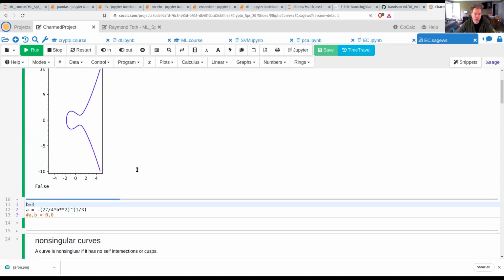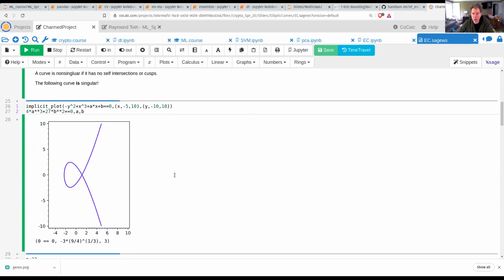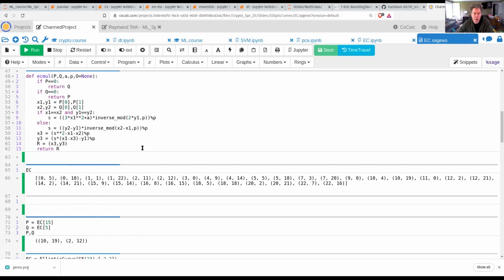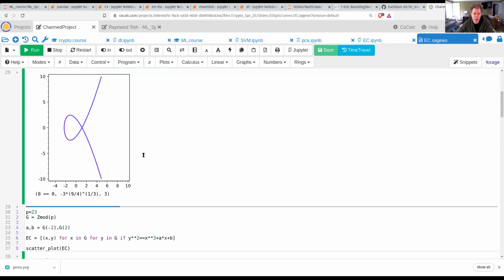Oh, sorry, this is jumping around a little bit. So this is an example of a curve that is singular. I'm sorry that it just seems to be almost randomly moving around in the worksheet. I think what's happening is that it's executing the worksheet, and the pictures that are being created are pushing things around.